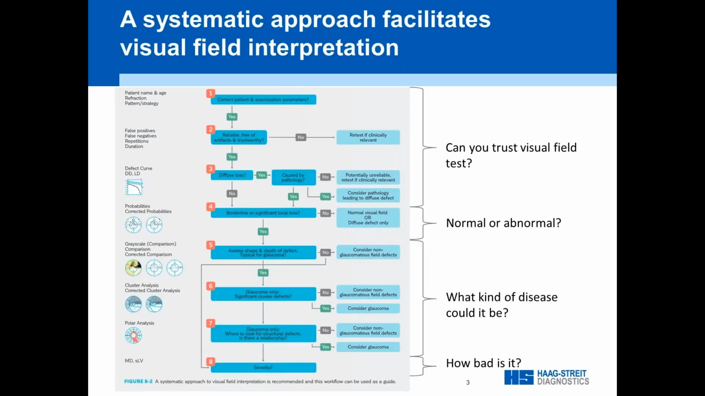What I found is that it makes really good sense to follow a systematic approach whenever you do it, and start with simple things like checking the patient information. Ask yourself, can I trust this field before you actually go into analysis? Then take the time to ask yourself whether it's actually normal or abnormal. In borderline cases, that's not so easy. And only then jump to what kind of disease this could actually be and how bad it is, to then really base your clinical decision on this.